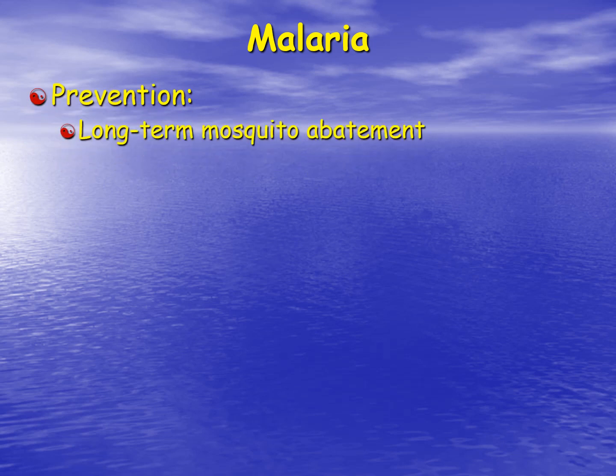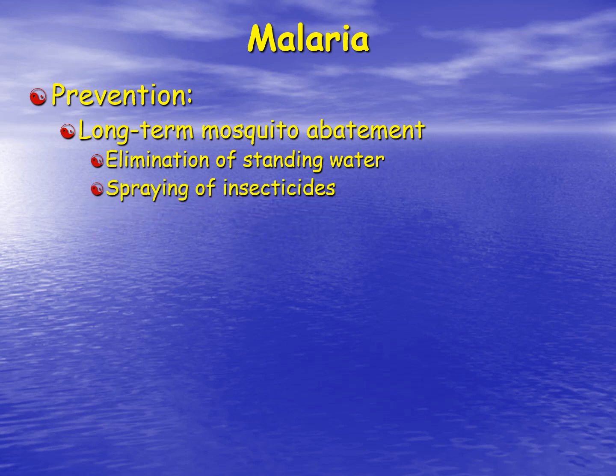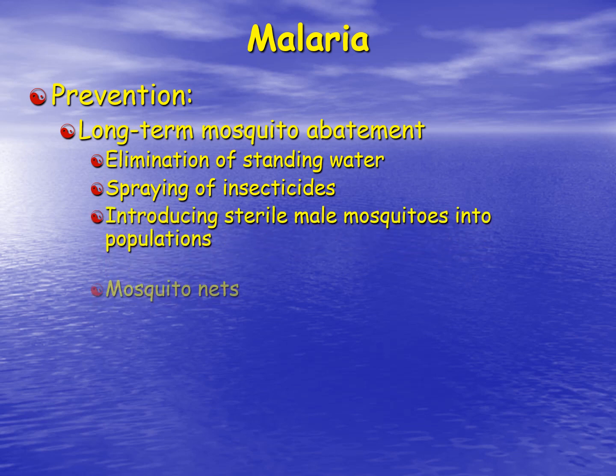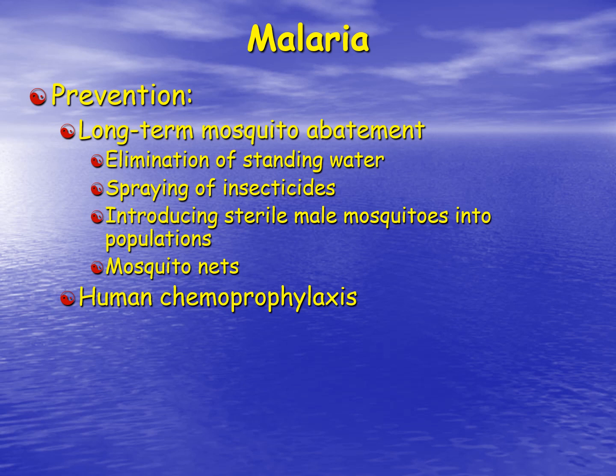Prevention is really about controlling the vector: eliminating standing water, spraying insecticides to kill the mosquitoes, and releasing sterile male mosquitoes so that the females do not reproduce. Mosquito netting is one of the easiest and cheapest ways to prevent malaria. Human chemoprophylaxis basically means using prophylactic treatment for travelers into endemic areas, so the use of primaquine going to these areas.